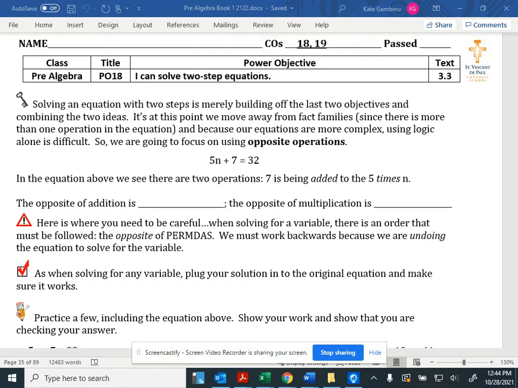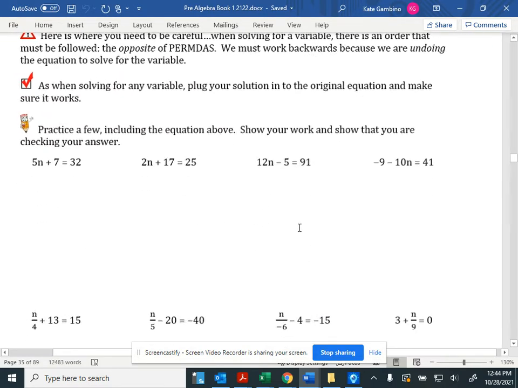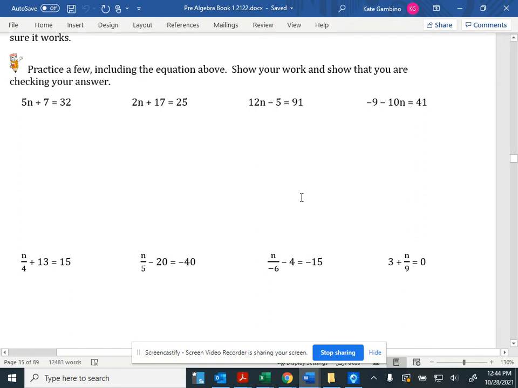Of course, it doesn't want to scroll up for me. Why won't it scroll? Now I can scroll. Okay, so let's look at some of our practice work.